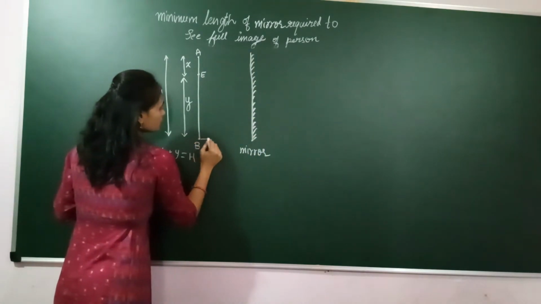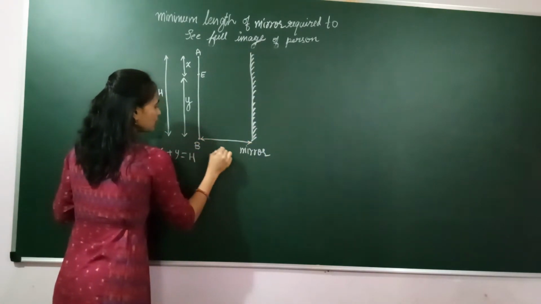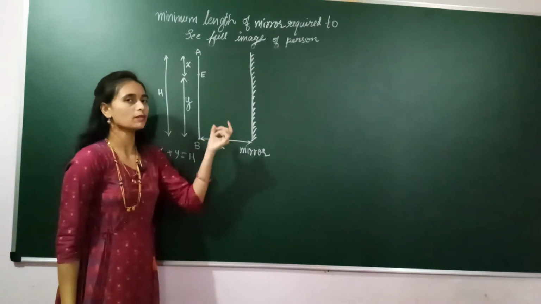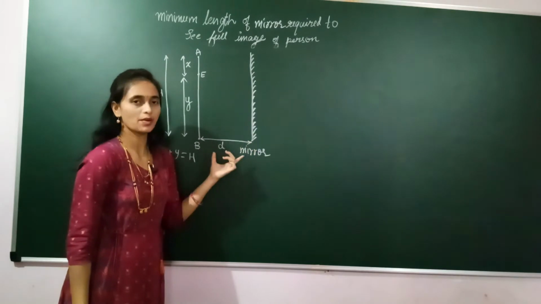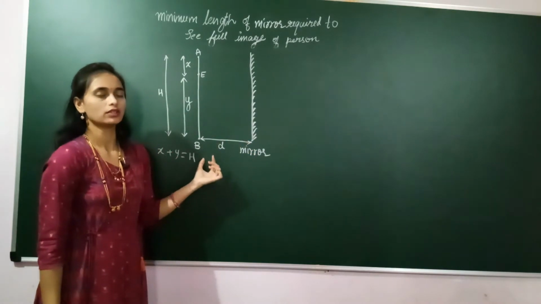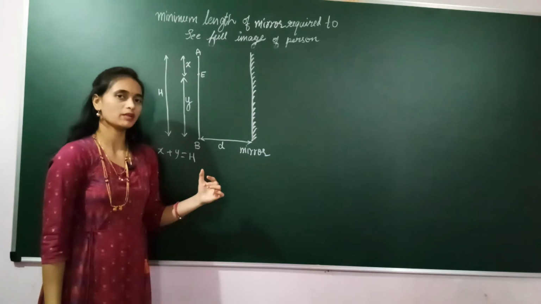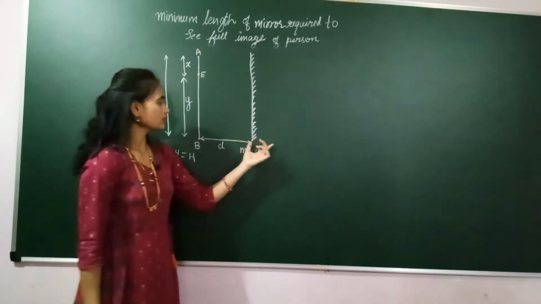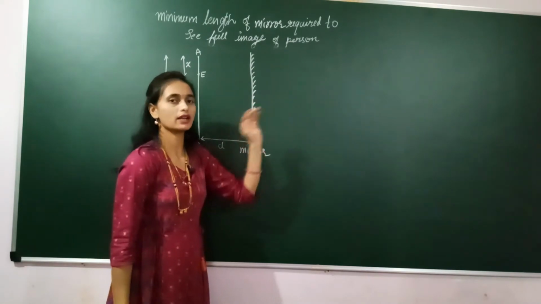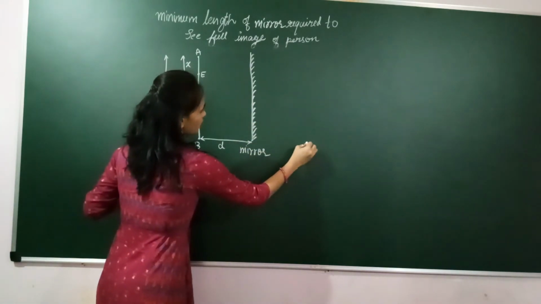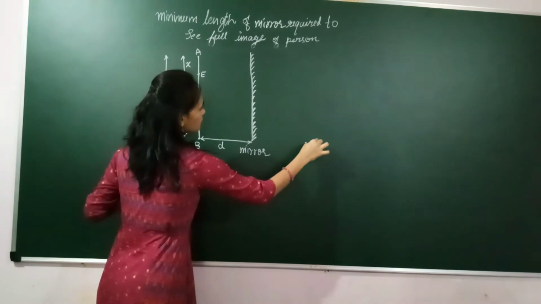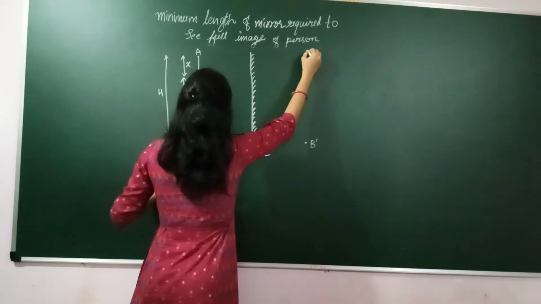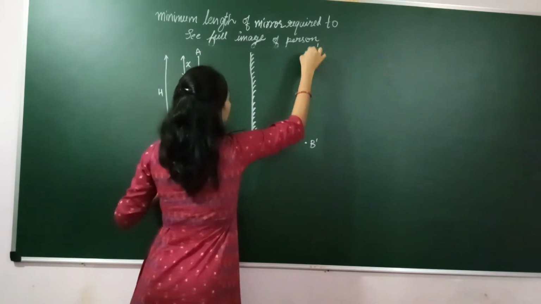Now this object is placed at a distance of D from the mirror. If the object is placed at distance D, the image is also formed at the same distance. As we have studied in the plane mirror, at whatever distance the object is kept in front of the mirror, the image is formed at the same distance behind the mirror. So at this point the image B dash must be formed at the same distance. Here this A dash is formed.